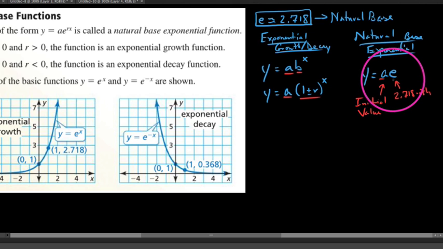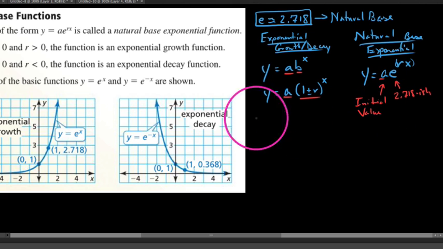Then we would say that really what you get is some function that's always going to be a growth function, right? Because when our base is bigger than 1, then we must have growth. And so to accommodate for this, the other way that we represent a natural growth function is that we put our rate of growth or decay up in our exponent here. And so we say y equals a e to the power of r times x. And this is all in our exponent right here.